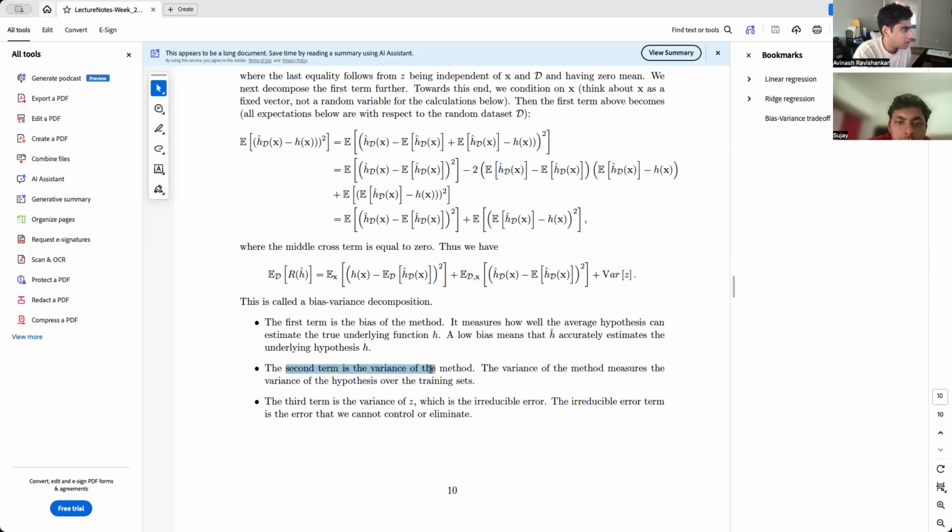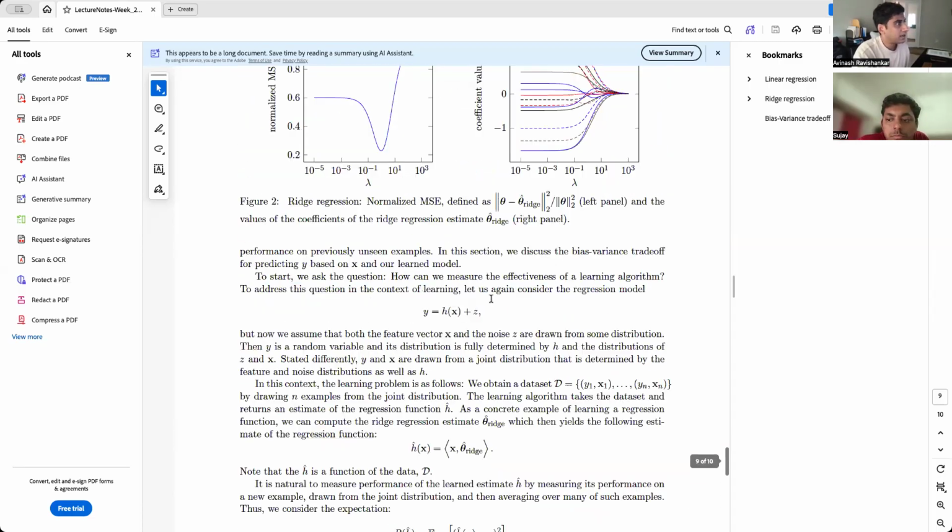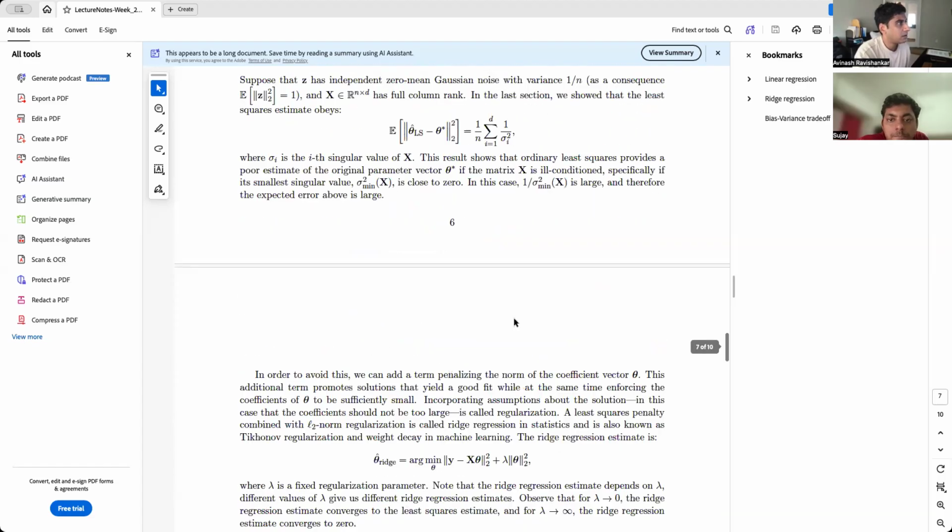The variance of the method measures the variance of the hypothesis over the training data. The third one is also variance, so that's basically the variance for the noise. This is the irreducible part, the part that is not contained in the model. So there is no chance of improving this using our model. Good. I think this first one is cake. I'm just gonna have to write all this down then.